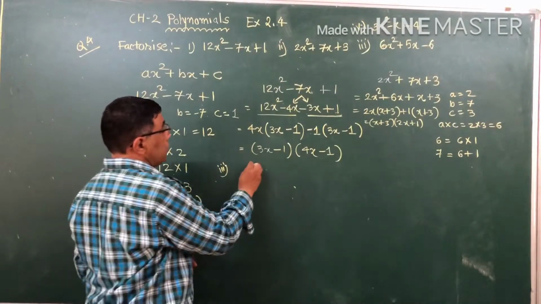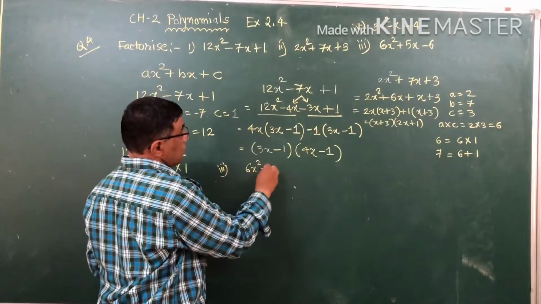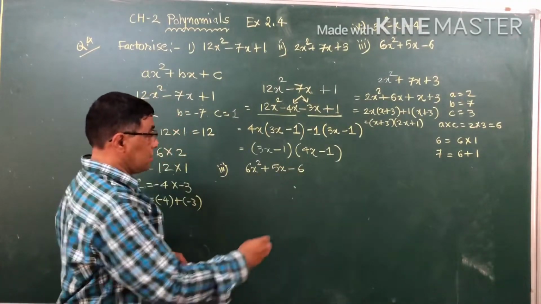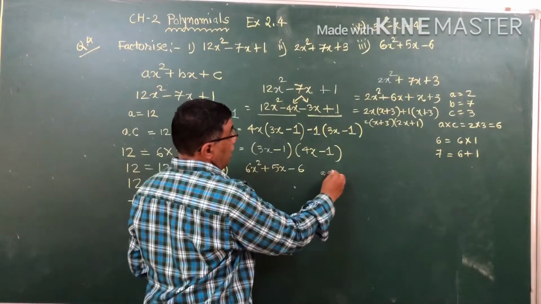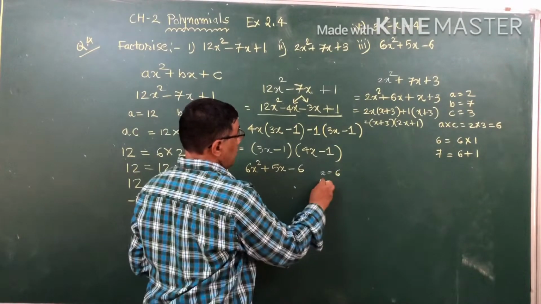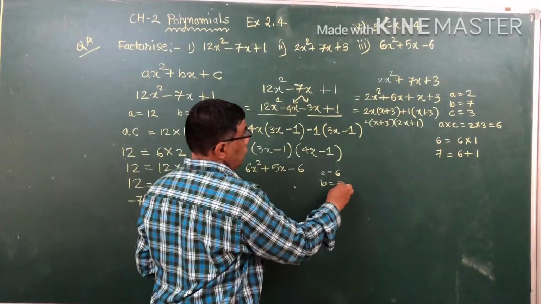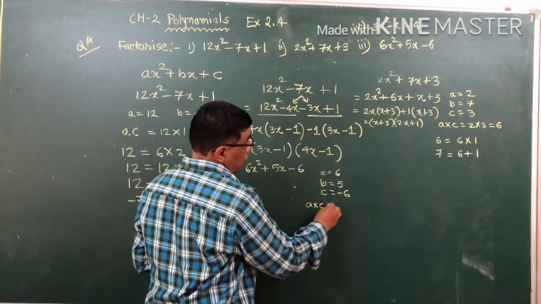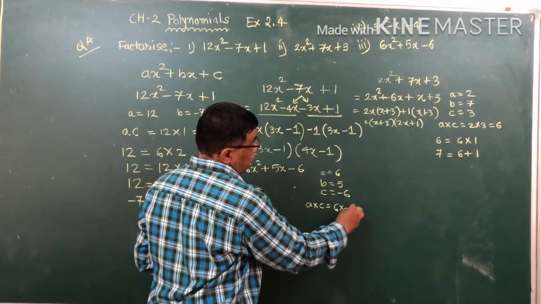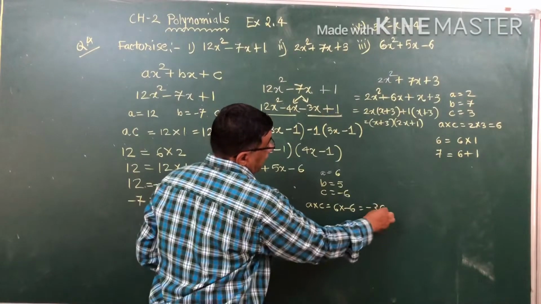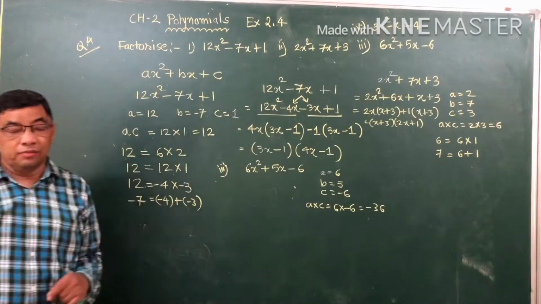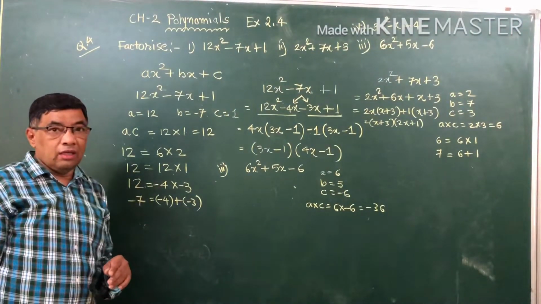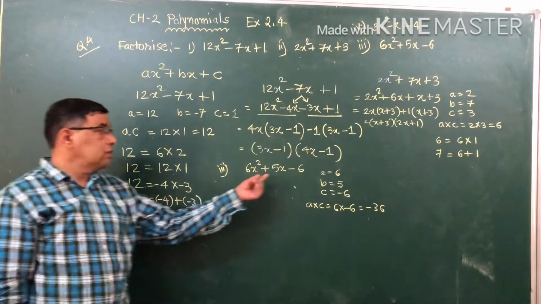In the third one it is given 6x square plus 5x and minus 6. So what is A here? We write that 6. What is B here? 5. And C equals minus 6. A into C, 6 into minus 6, we are getting minus 36. So we have to factorize minus 36, so that we get plus 5.